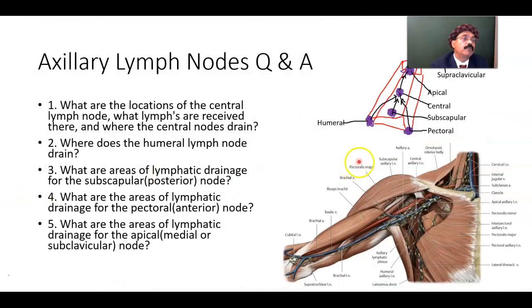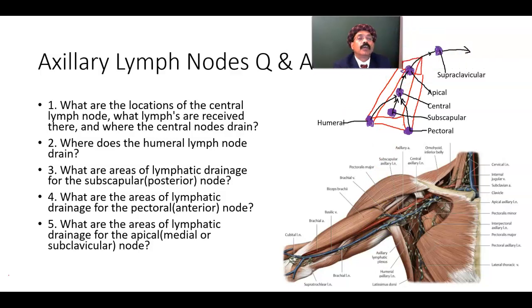Axillary lymph nodes are very important to us. They are enlarged in cases of breast cancer, or with some types of infection, and trauma can also lead to axillary lymph node enlargement. What is the location of the central lymph nodes? The central lymph nodes are here.